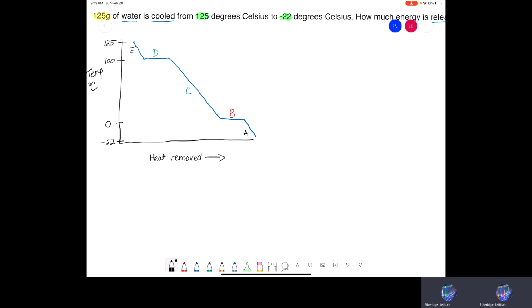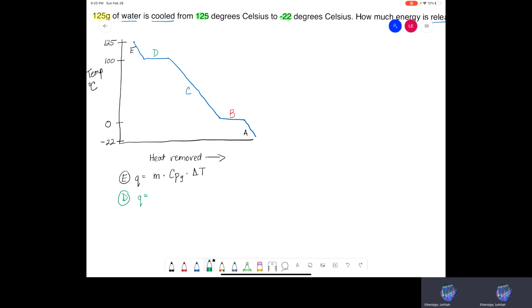Okay? Next step is to figure out what equations to use. So let's do this. For E, we are changing in temperature. Let me make sure I keep the format consistent. Q equals mass times the specific heat of whatever state we're in. That is gas. We are in section E of your cooling curve, times the change in temperature.